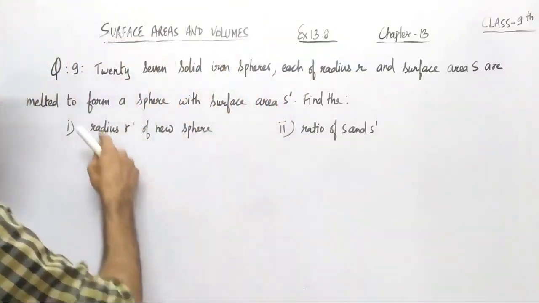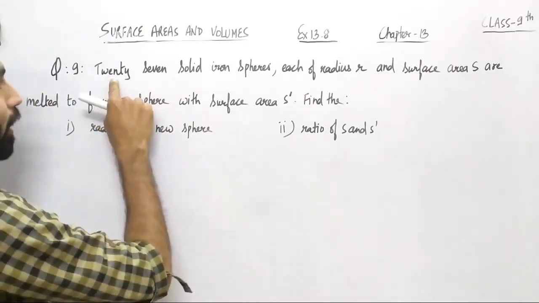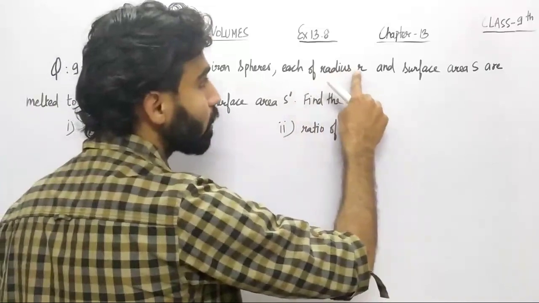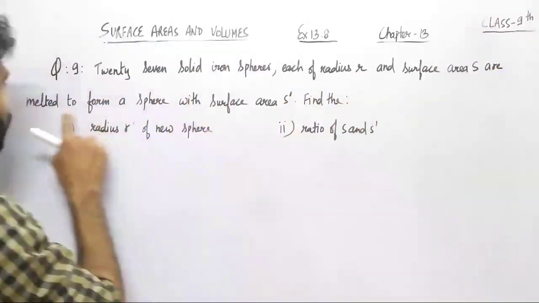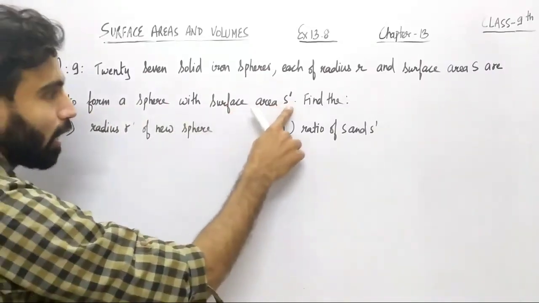So this is going to be the second last question. Here you can see 27 solid iron spheres, each of radius r and surface area s are melted to form a sphere with surface area s dash.